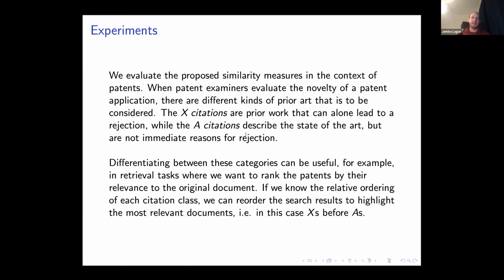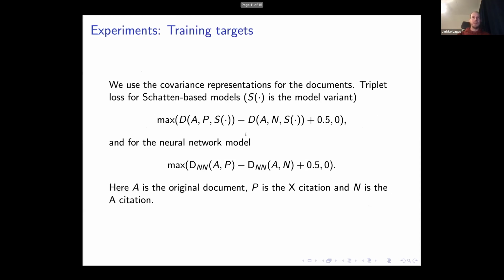And it is important to be able to differentiate between these categories, because then we can rank. If we have a search task, we can actually rank so that the X citations would always be before the A citations if we can somehow detect this automatically. So then we can save a lot of work. The patent examiner doesn't have to go through all the possible patents, but can just focus on the most relevant, which are the X patents.